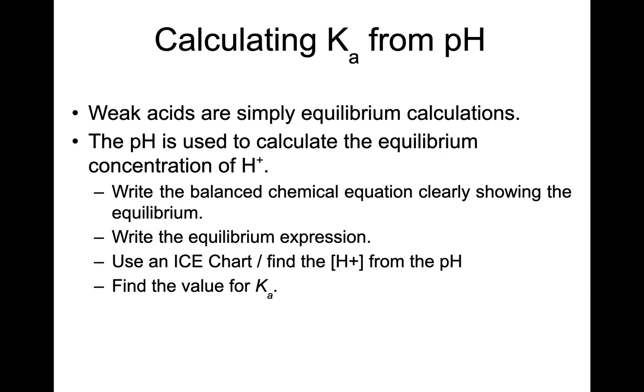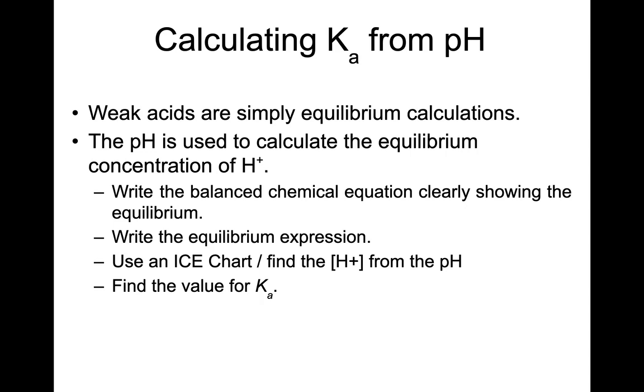So there's two ways we can do this. We're going to go through this first one. The pH can be used to calculate the equilibrium concentration of the hydrogen ions that result. So we're going to go through an example, but to summarize the steps to do this, we need a balanced chemical equation for the equilibrium. We need an equilibrium expression for K, and then we will use an ICE table, just like before, to find the concentration of hydrogen ions that's resulting from the pH.